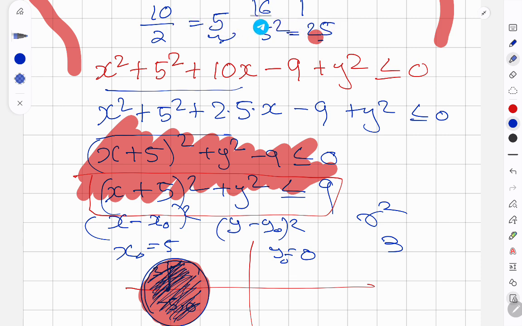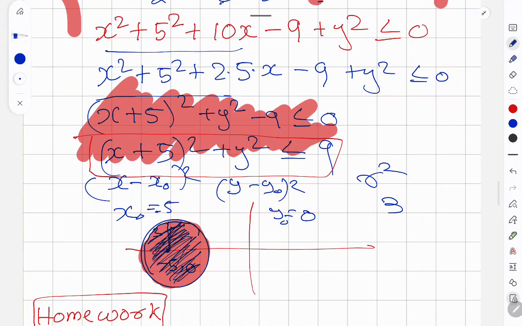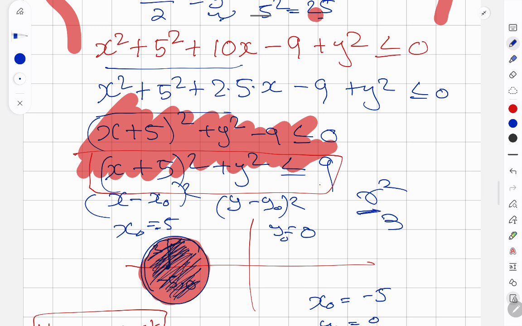How do we draw that circle? What's the center of the circle? The center is given by this one. So x naught is minus 5 and y naught is equal to 0. That's the coordinate. R square is 9, so r equals 3. So y here is 3. We go 3 units up, and you take the circle. So it would be like this, if this is the center.